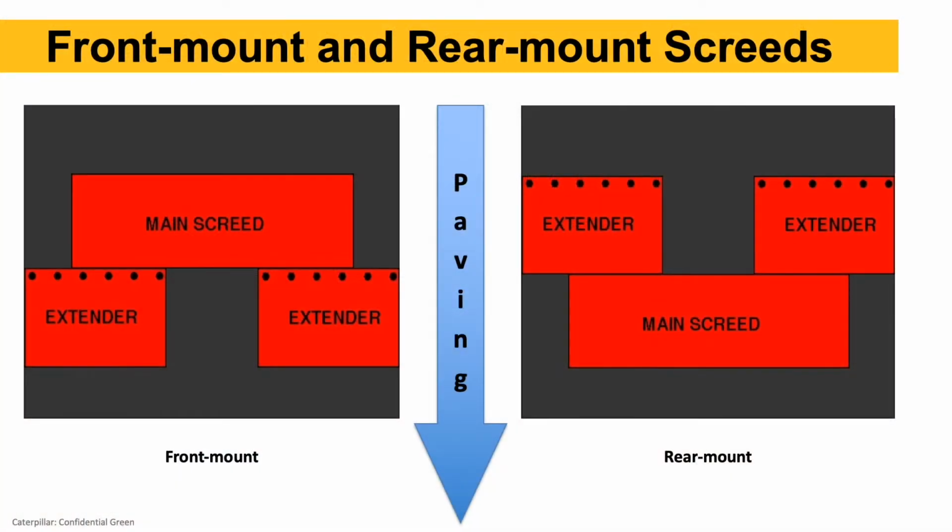There's two different types of screeds you'll hear about: front mount screeds and rear mount screeds. That's the terminology. What it really refers to are the extenders on the screed. So you have hydraulic extensions that go in and out on the right side and the left side. If it's a front mount screed, those extenders are in front of the main screed. On a rear mount screed, those extenders are behind the main screed.